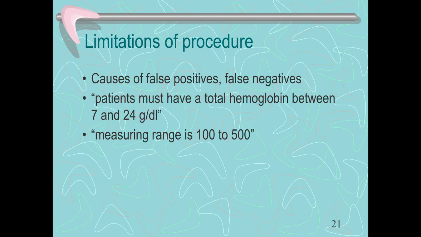Limitations of the procedure. So this would be something on that product's package that would tell you causes of false positives, causes of false negatives. It can tell you they must have a certain range for it to be valid. They must have a hemoglobin between 7 and 24. If it's lower than 7 or above 24, it's not going to give you results. It's going to give you an error. So be sure that you're aware of that.